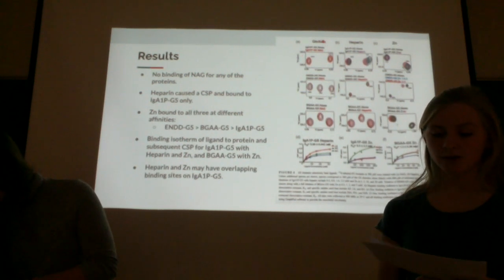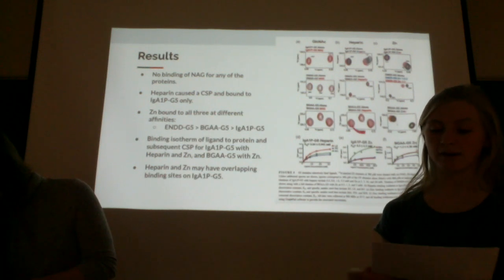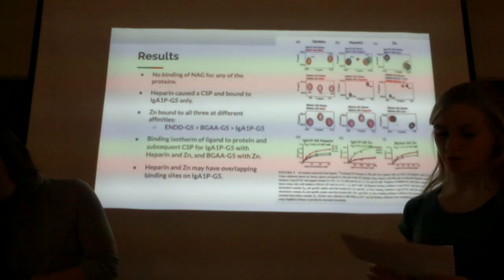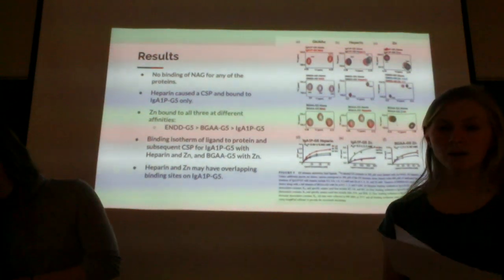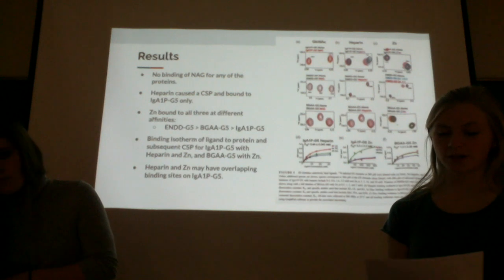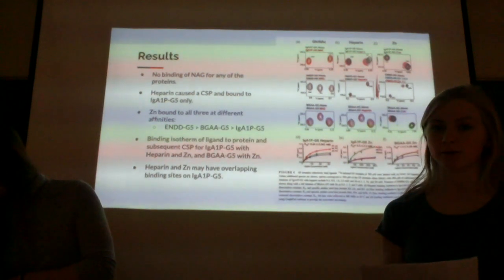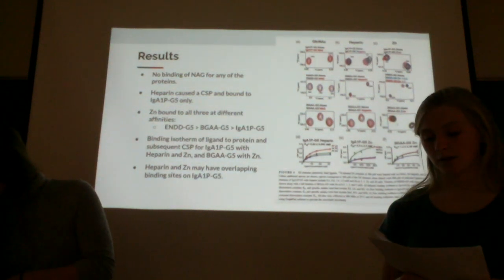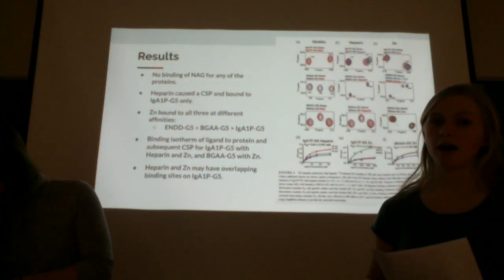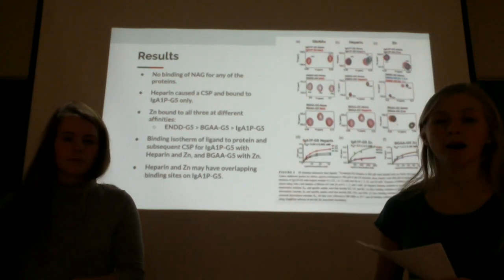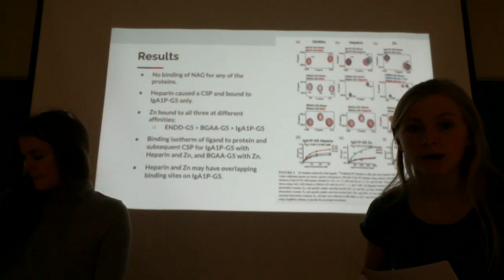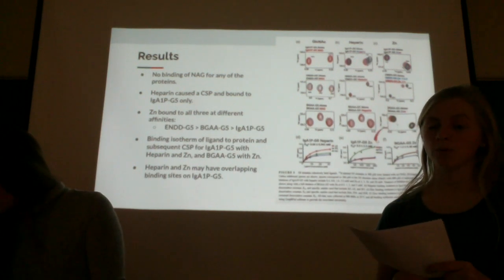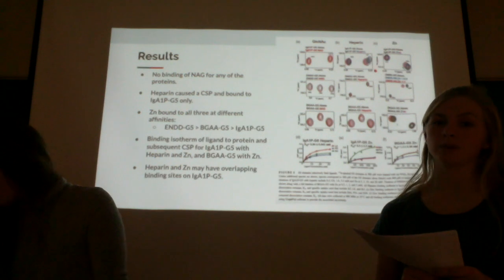They found that heparin induced CSPs, which indicates it binds weakly to IgA1P, but not the other 2 proteins. They also looked at zinc, and that induced CSPs and bound all tested G5 domains at varying affinities. The binding affinities are as seen here. It bound strongly to ENDD-G5, and then next was BGAA, and the weakest was with IgA1P.